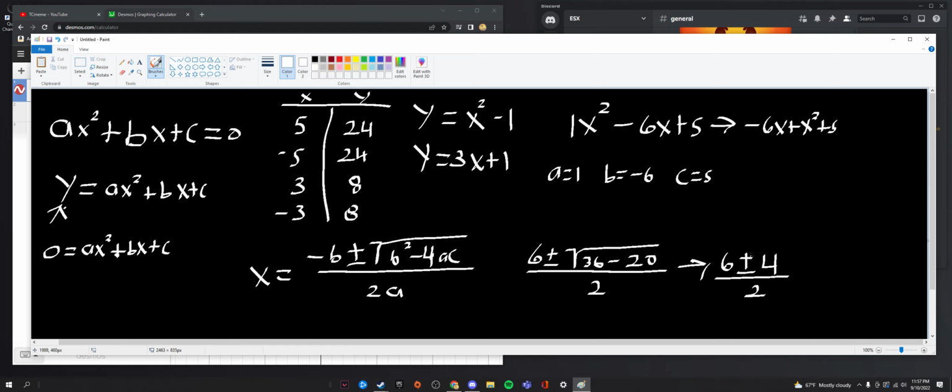So let's try the plus first. 6 plus 4 is equal to 10, over 2. So we get 5.